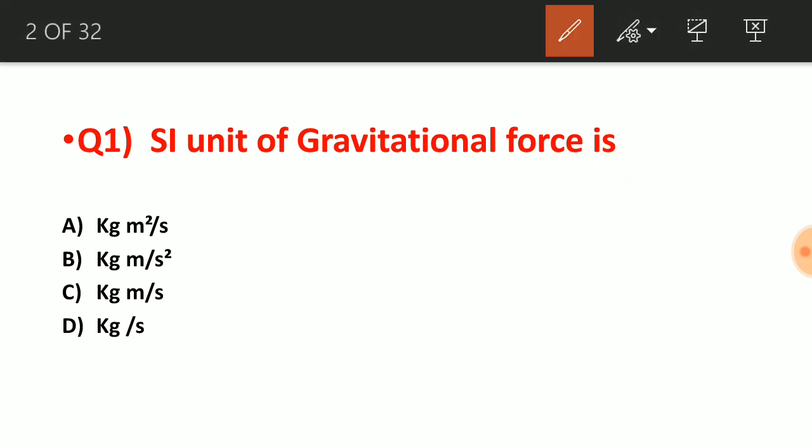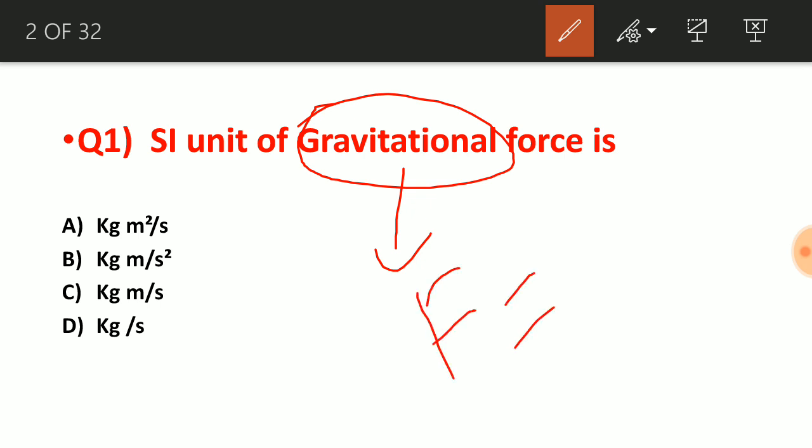Here this gravitational term is kept. Your answer would be the same if magnetic force or centripetal force or any other type of force is kept in this question. So whatever be the term before force, our answer will be the same, except electromagnetic force. Electromagnetic force is not a force. So for this question, we already know that F is equal to ma.